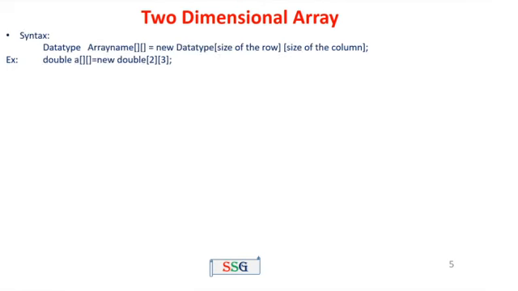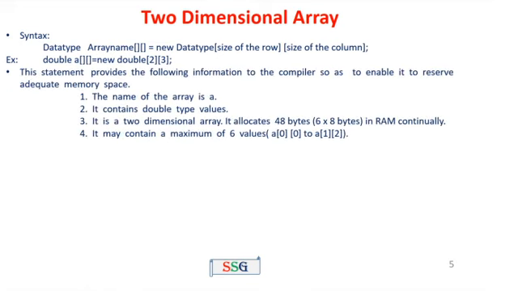Then two-dimensional array. The syntax for the two-dimensional array: same data type, the next, user defined array variable name, two empty square brackets equal to new data type, size of the row and size of the column. Here the size of the row and size of the column both are integer constants. One example: double a[2][3] = new double[2][3]. Here the first 2 represents the row size, 3 is the column size. That means 2 rows and 3 columns.